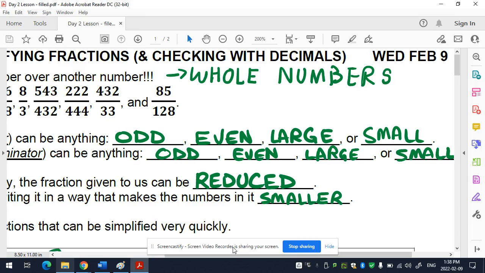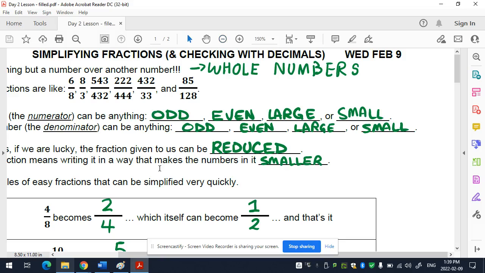Whenever you reduce something, you're basically taking those numbers and making them reduced, or making the numbers smaller. Why would you do that? Because it's always easier to work with smaller numbers, and you're less prone to make mistakes than if you're working with big numbers. That's mainly the whole point of today. So this is the first thing.